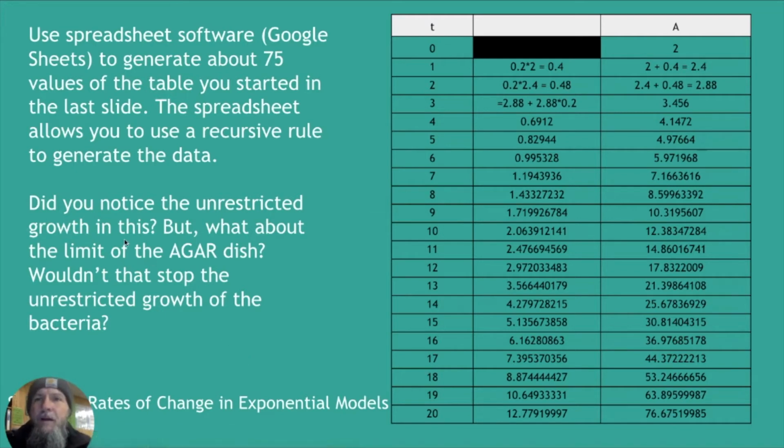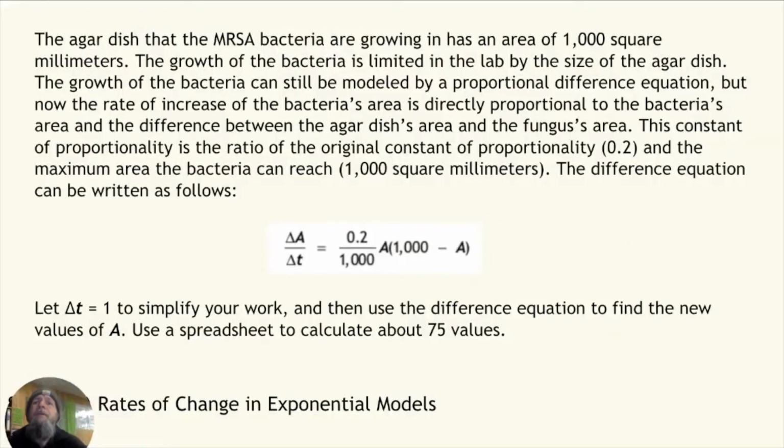Wouldn't that stop the growth? What about if the bacteria is in an agar dish that's not very big, it has 100 square millimeters? Wouldn't that stop the growth of the bacteria? And it does. They're growing in a dish that only has an area of 1,000 square millimeters. The growth of the bacteria is limited in the lab by that size. The bacteria can still be modeled by a proportional difference equation, but now the rate of increase of the bacteria's area is directly proportional to the bacteria's area and the difference between the agar dish's area and the bacteria's area. This constant of proportionality is a ratio of the original constant of proportionality, 0.2, and that maximum area of bacteria that can reach, 1,000 square millimeters.